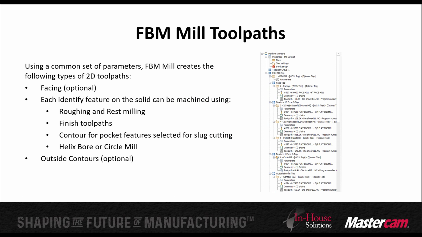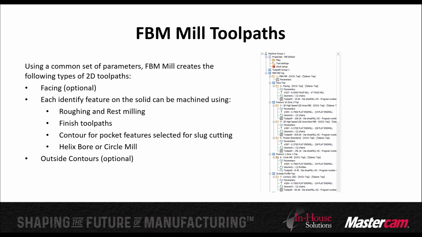Using a common set of parameters, FBM Mill creates the following types of 2D toolpaths. Facing, if the stock in the Z-axis is above the top of the part. This could be optional. Each identified feature on the solid can be machined using roughing and rest milling with 2D high-speed area mill. Separate finish toolpaths for walls and floors can be created optionally. And for this, pocket toolpath can be used with only the finish section turned on.